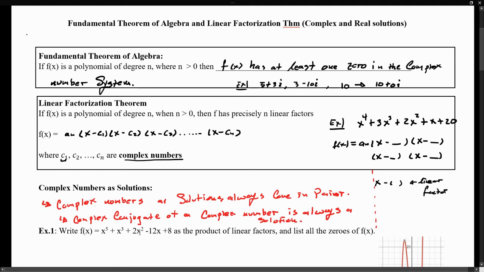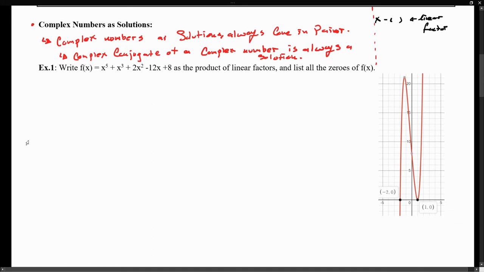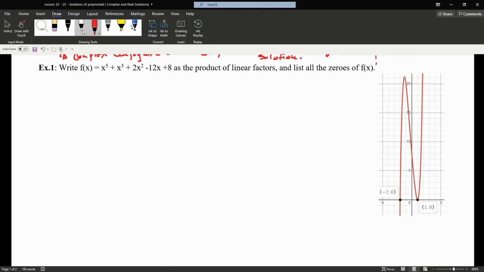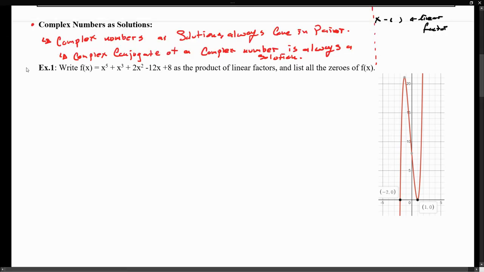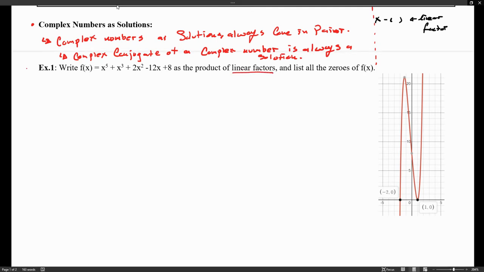And we're going to take a look at some examples where we're going to be using these three ideas: the fundamental theorem using complex numbers, the linear factorization theorem with complex numbers, and the idea that complex numbers always come in pairs. So let's keep these three ideas in mind as we go through the following examples. Now, what we want to say here is the following. It says, write this polynomial as a product of linear factors and list all the zeros. So now, let's see, what do we know about linear factors? Well, the first thing that we notice is the following. I can see that my highest exponent is 5.